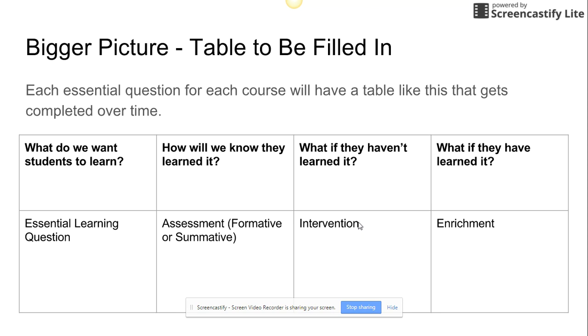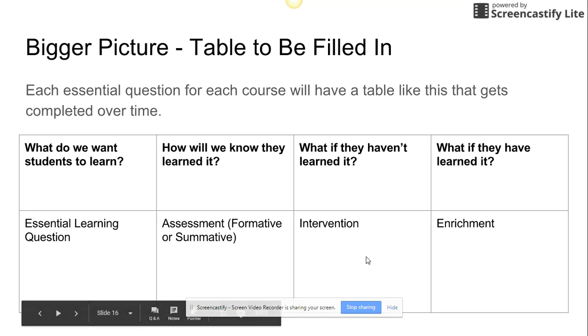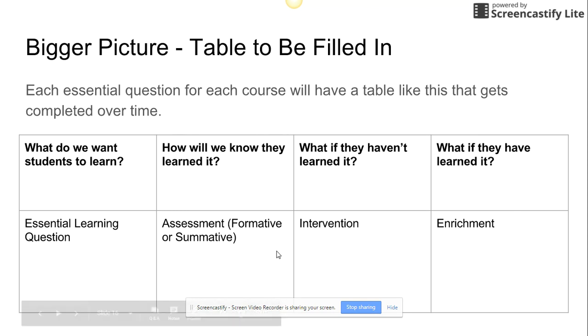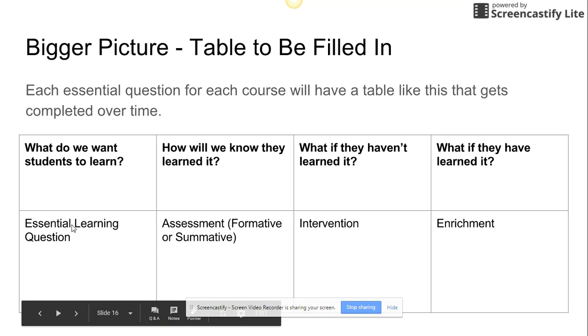I like to think of formative assessments as assessments of learning, and summative as, I'm sorry, the other way around. Formative assessments as assessments for learning, and summative assessments as assessments of learning. And then what if they have learned it? So that's enrichment or differentiation there. And as you're doing each essential learning target, you're going to fill in this as we go along.